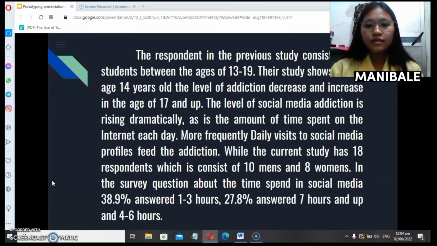Their study shows that at age 14 the level of addiction decreased, and it increased at age 17 and up. The level of social media addiction rises dramatically with the amount of time spent on the internet each day. More frequent daily visits to social media profiles feed the addiction. The current study has 18 respondents, consisting of 10 men and 8 women. In the survey question about time spent on social media, 38.9% answered 1 to 3 hours, 27.8% answered 7 hours and up, and the rest 4 to 6 hours.